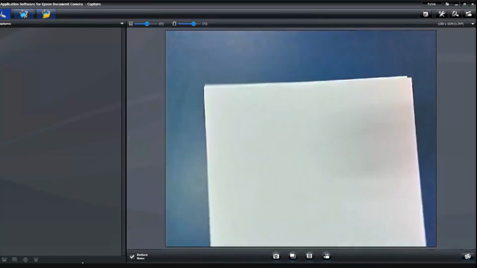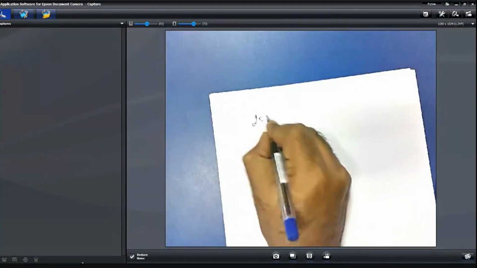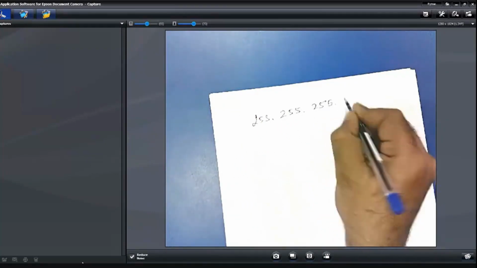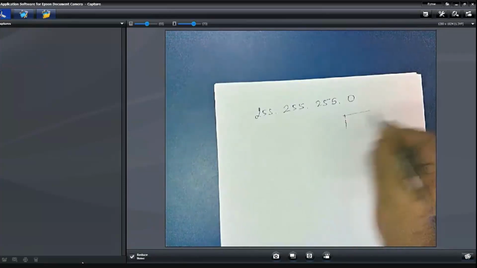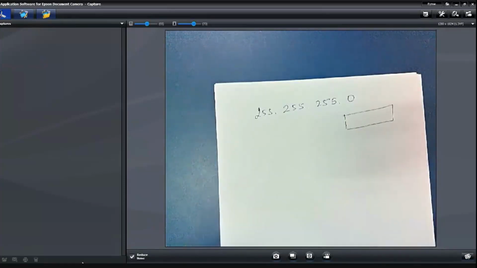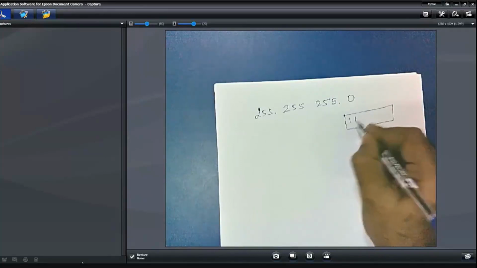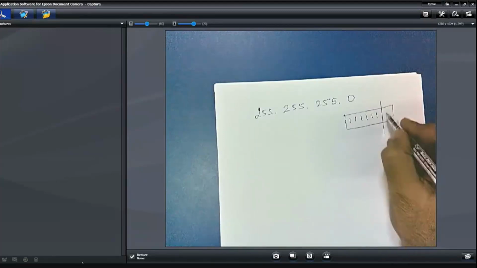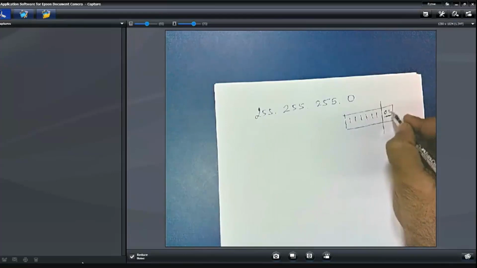You can see we already have 255.255.255.0. This is our subnet mask. Now we borrowed in the last part. How many bits did we borrow? We borrowed 6 bits: 1, 2, 3, 4, 5, 6. Another 2 bits are available here. I make it 0, 0.